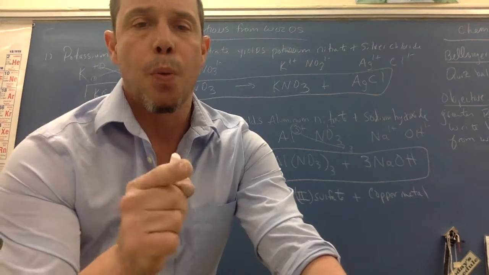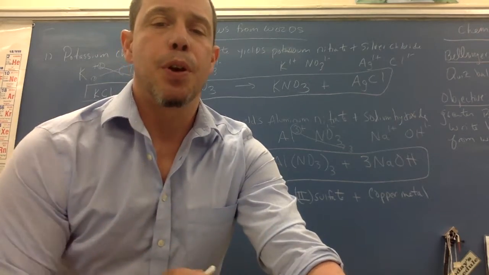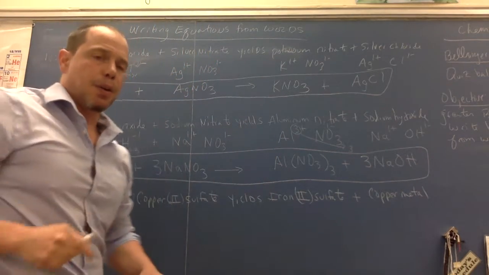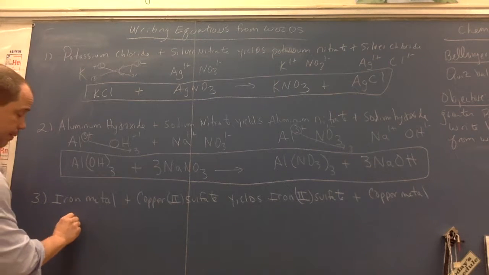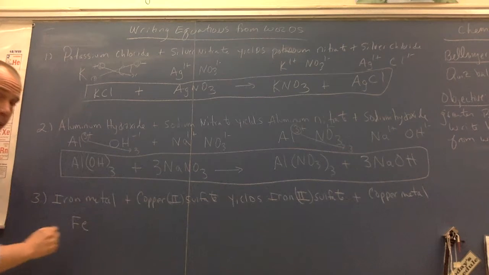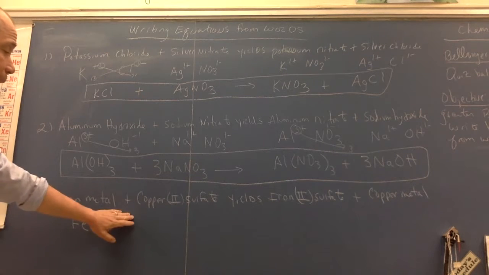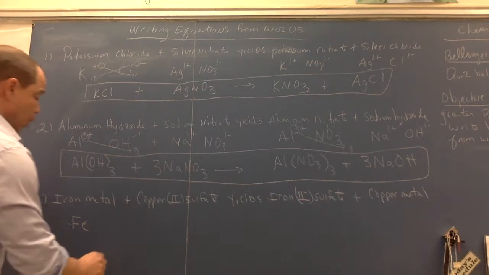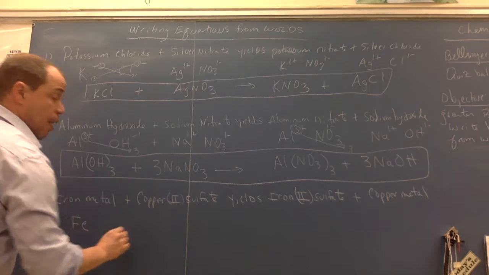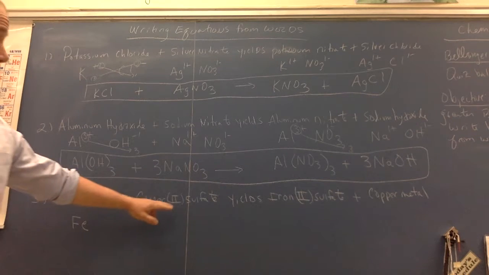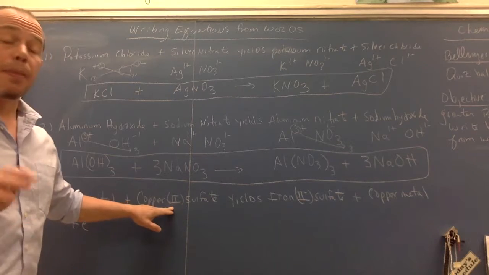And we have one more example to do before you get on your own and knock these problems out. So here we go. Iron metal, we have Fe, good old Fe, right there. Then we're adding to it copper 2 sulfate. Copper, remember, is a transition metal. That Roman numeral 2 represents the copper's charge.